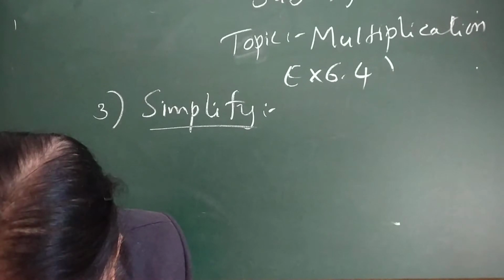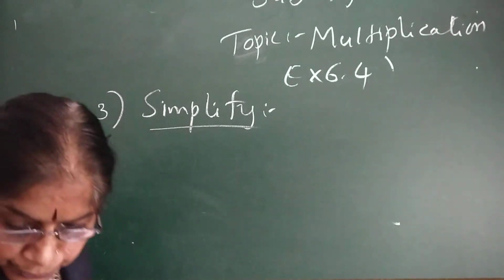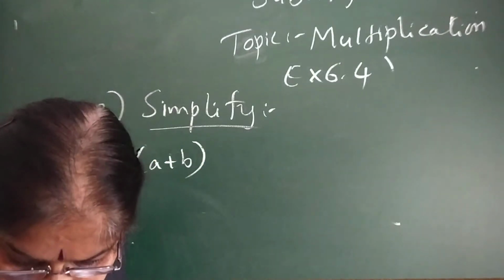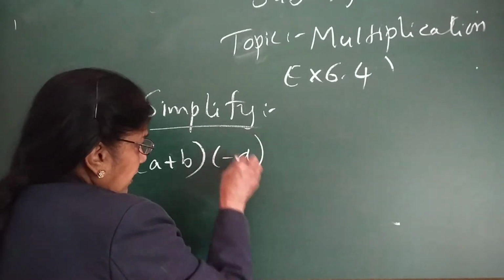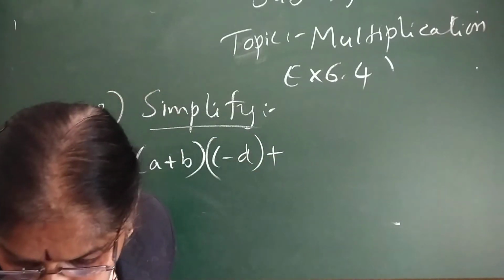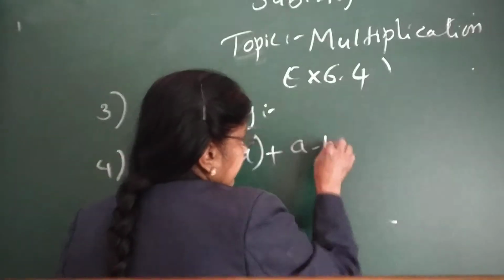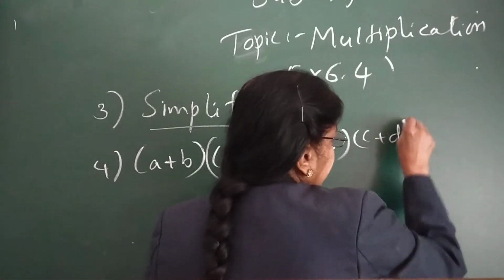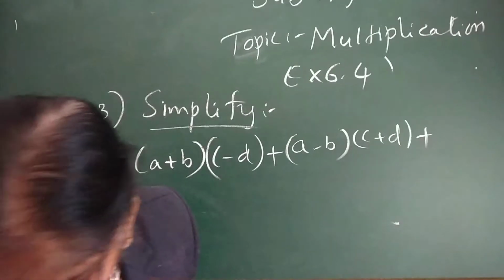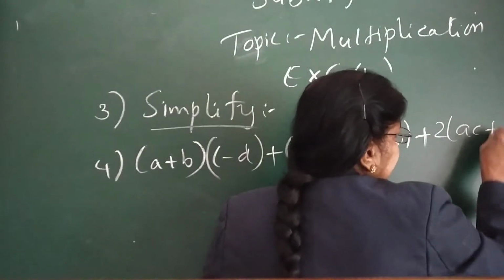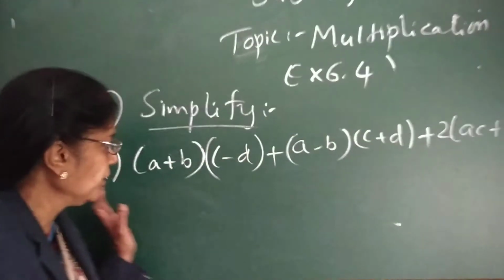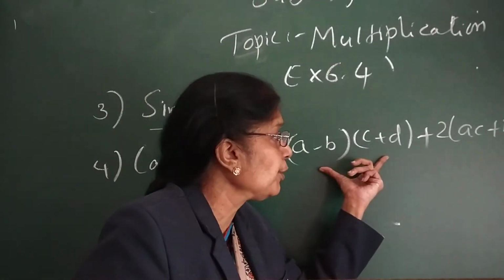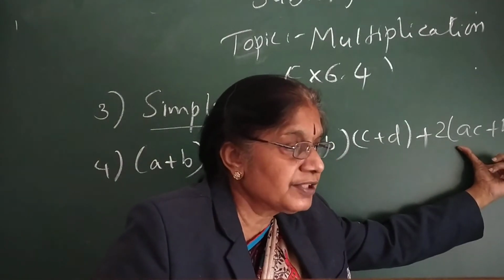Let us see the next sum which is given to you. So I am going to do sum number 4. (A plus B) in the bracket, (C minus D) in the bracket, plus (A minus B) in the bracket into (C plus D) in the bracket, plus 2 in the bracket (AC plus BD). This is the sum. So here for this too we are going to use the distributive property. Just, at the last, we have to remove from the bracket.